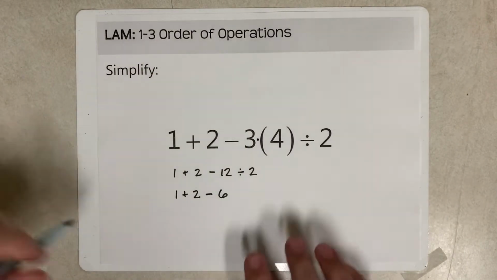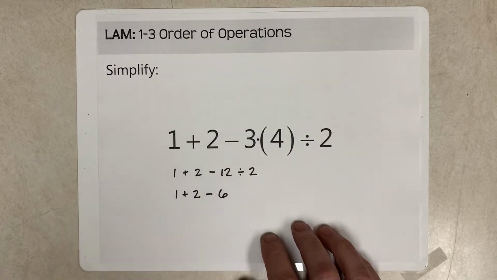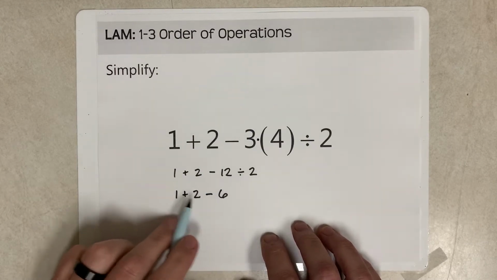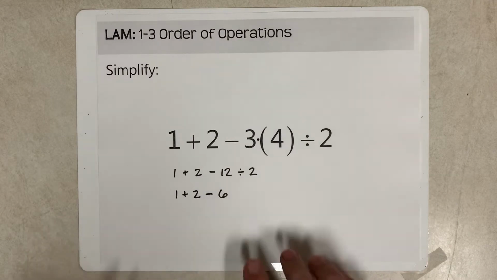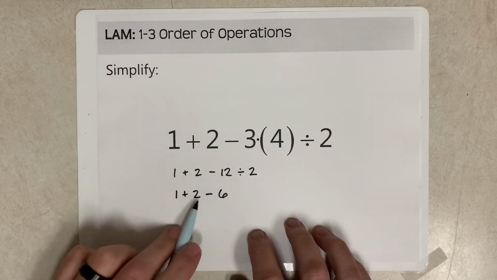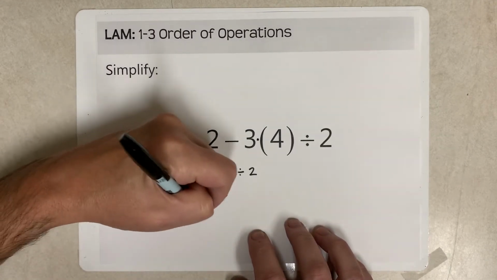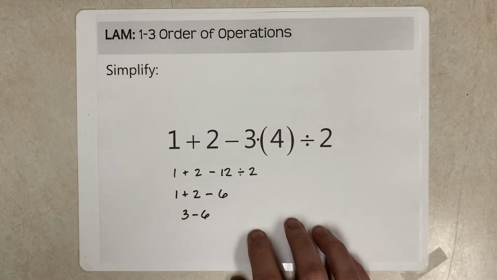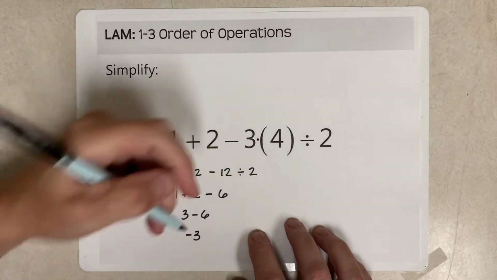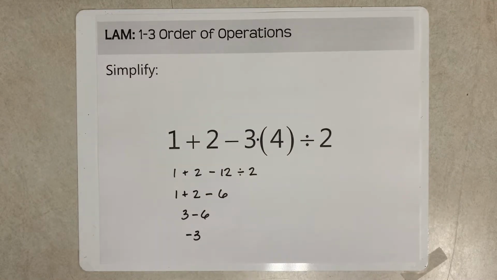All right. Now we have addition and subtraction. So again, these two operations are really the same thing. So left to right, we're going to do the addition first. 1 plus 2 is 3. And then 3 take away 6 should be negative 3. And that's our final answer.